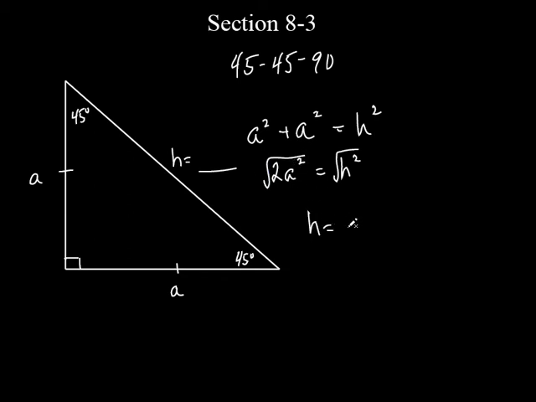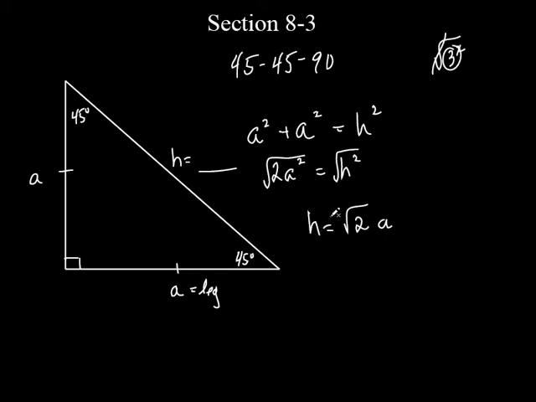So h is equal to the square root of 2, what? Not a squared, because it's under a square root. The square root cancels out the squared. We've talked about that a whole bunch of times. This square root cancels out this squared, so you're just left with an a. What is that a? The a is one of our legs of the right triangle, isn't it?